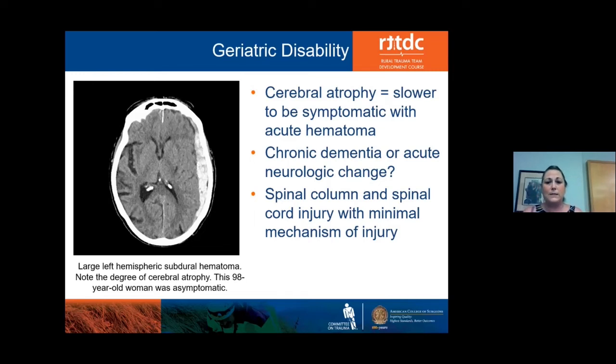And spinal column and spinal cord injury with minimal mechanism of injury. So as I said, with these geriatric patients, we have to be aware that everything is decreasing, including their bone structure. So osteoporosis is prevalent in this population, and with a minimal mechanism, they just tried to sit down onto the chair and fell onto the floor instead, they could have multiple spine fractures that go along with that. So recognizing that the small bump to the floor could cause them an increase in injury.